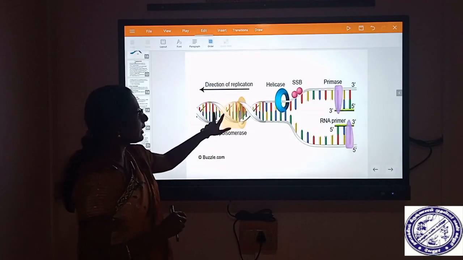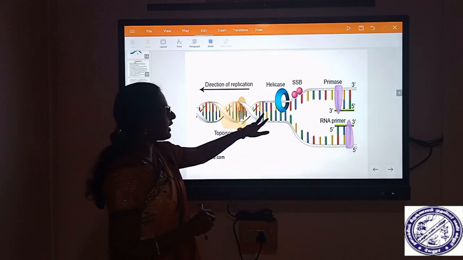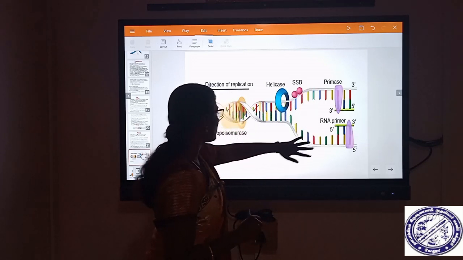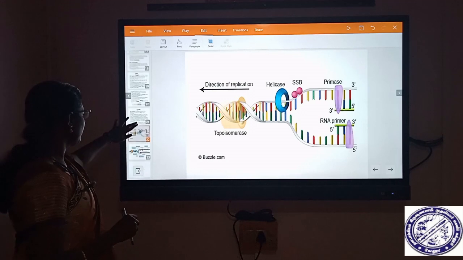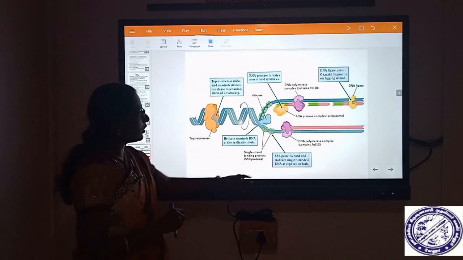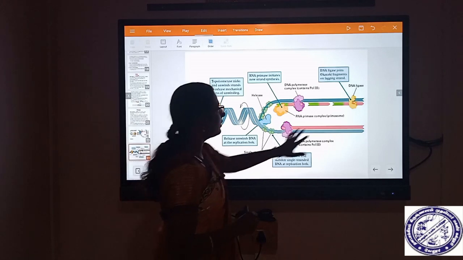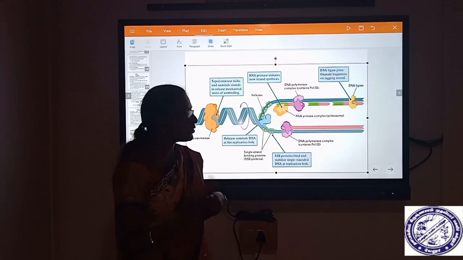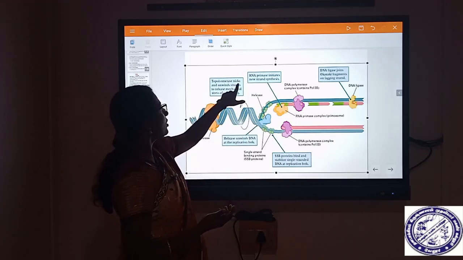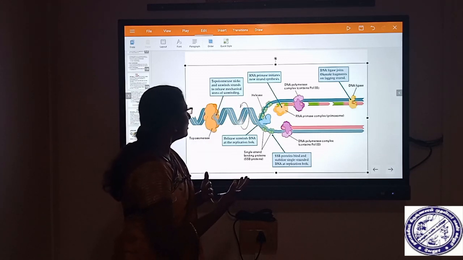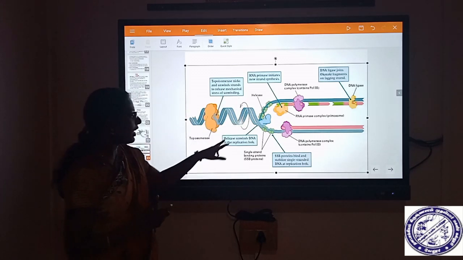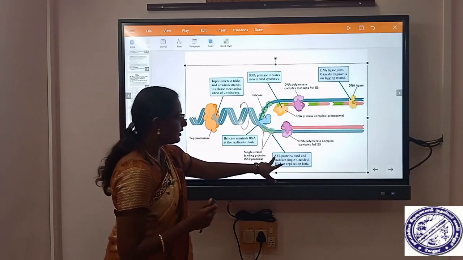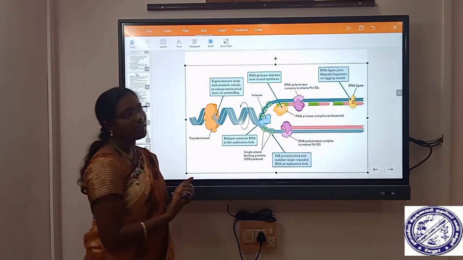So this is the direction of the replication. In the overall structure, helicase, then single stranded binding protein, primase and RNA primers. This is the overall process. Here is a DNA strand, and here the DNA ligase, DNA polymerase, and RNA primer initiate the new strand synthesis. The role of topoisomerase is to unwind the strand and release the mechanical stress. The helicase role is to unwind the DNA at the replication fork, and the SSB protein binds the single strand of the DNA at the replication fork.